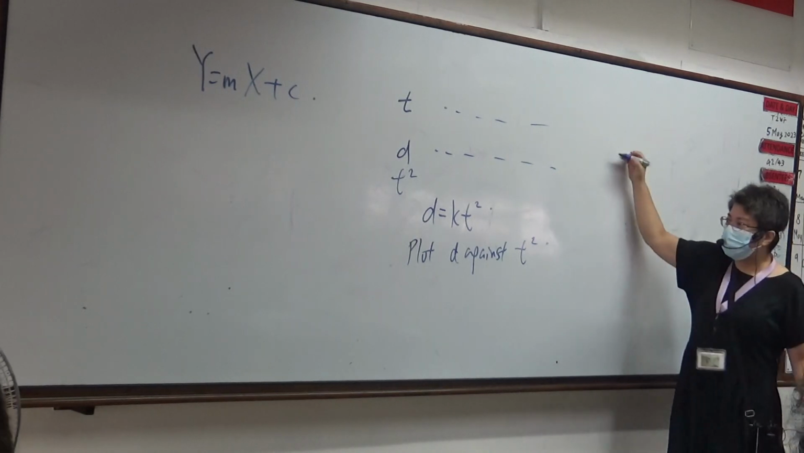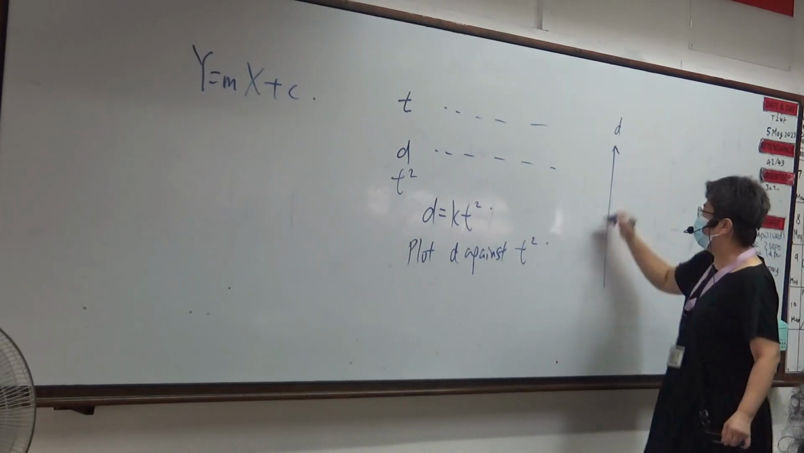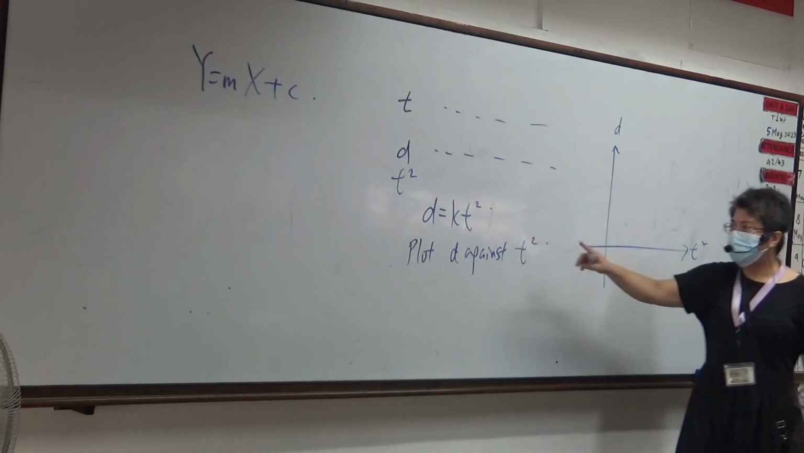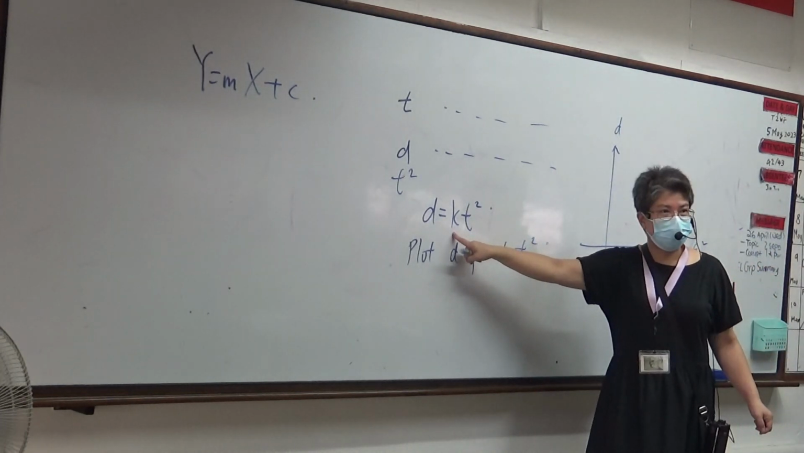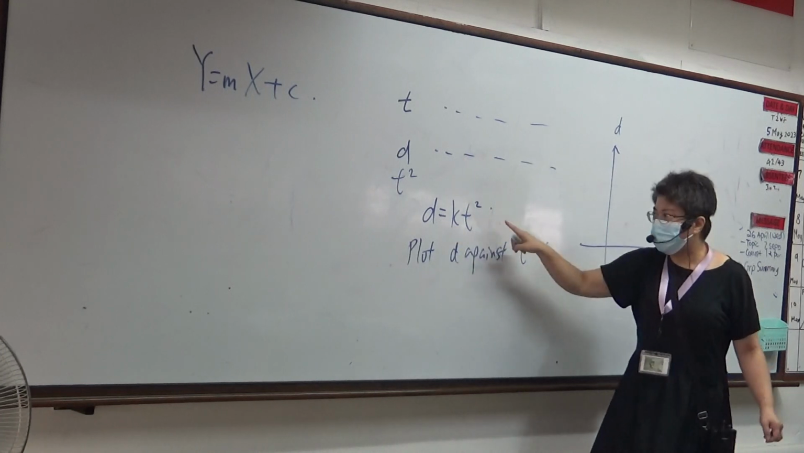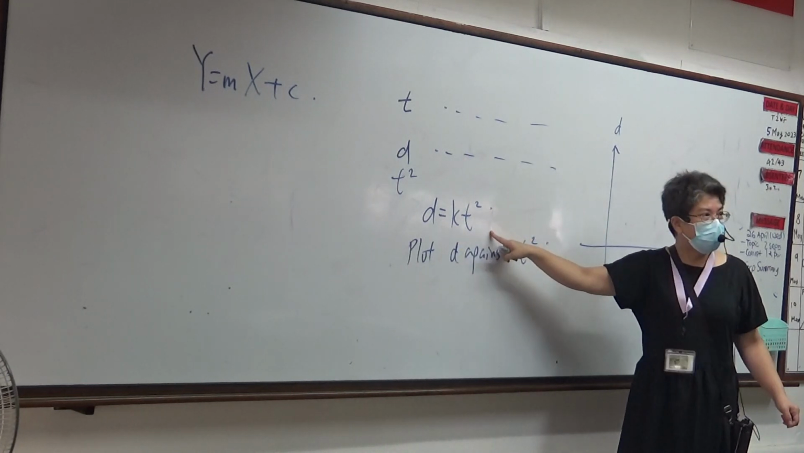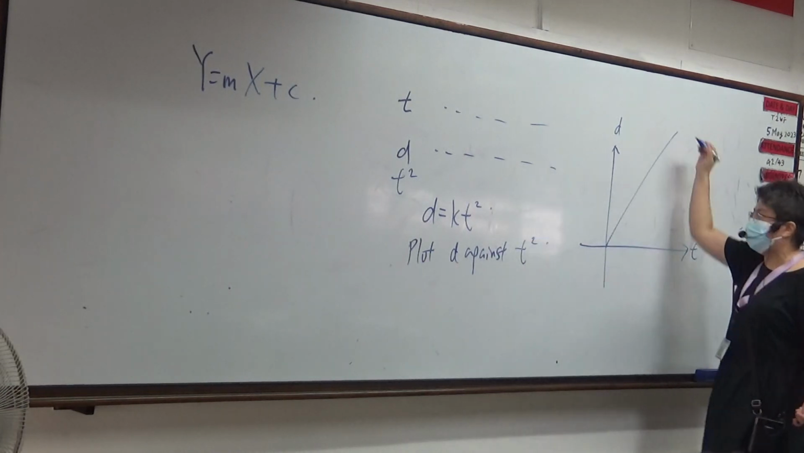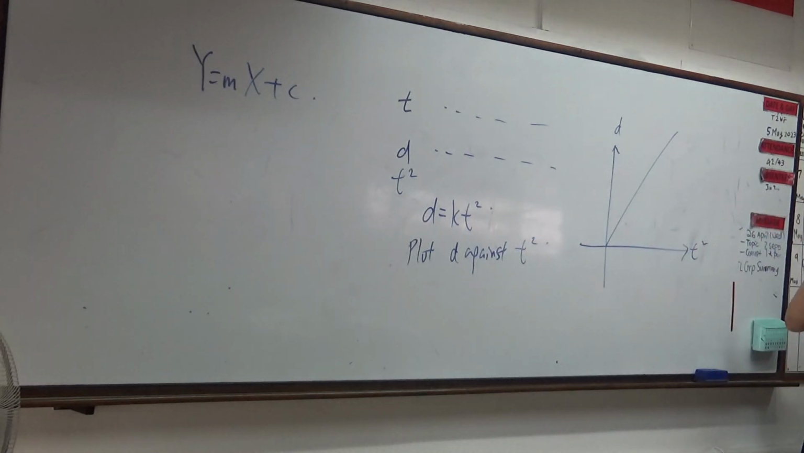You understand? Now, class, look up. When I plot d against t squared, I know that k will be the what? Gradient. Now, what will be my y-intercept? 0, because there's no y-intercept. You see, it's a plus 0. So it will look something like that, right? When I plot d against t squared. Everybody clear with what I'm saying?